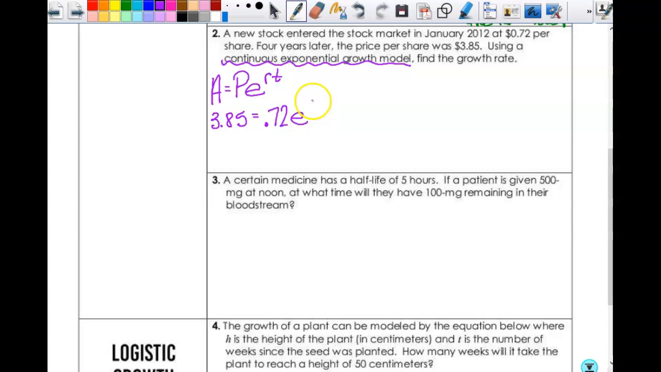Time is 4. So I'm going to put 4r because it would bother me if I put r times 4, but it's fine if you do. It just seems like, I don't know, I just can't write that. All right, so then I'm going to take 3.85 and divide by 0.72. If it's a decent decimal, then I'll use it. If not, I'll use the fraction.